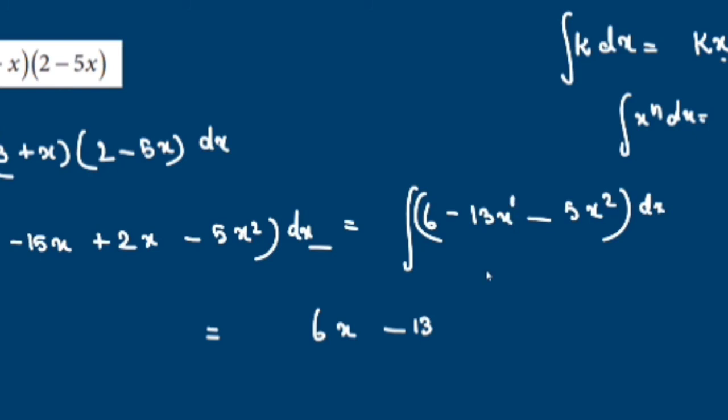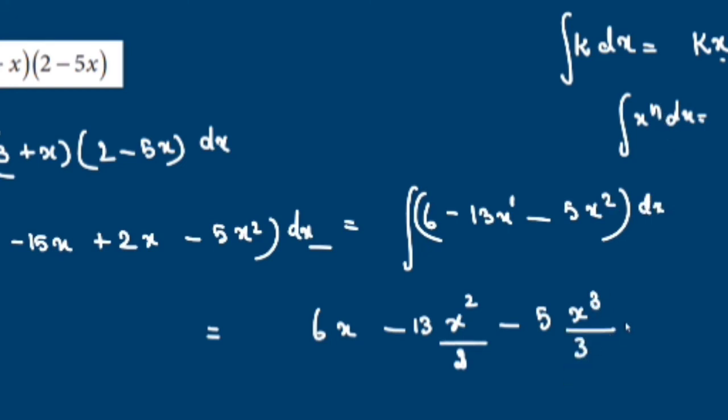x power n. So that is 13x square, from x power 1. If it is n, it will become n plus 1. If it is 1, it will become 2, 1 plus 1, divided by the same 2. Minus 5, x square will become x power 3 by 3. x power 2 plus 1, n is 2, so 3 by 3, plus c. That c, you can put it later.